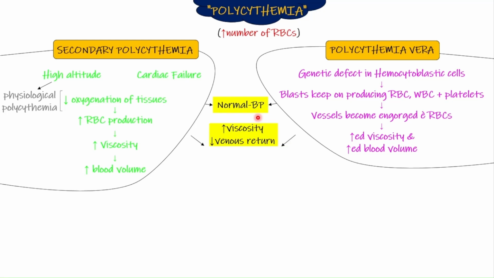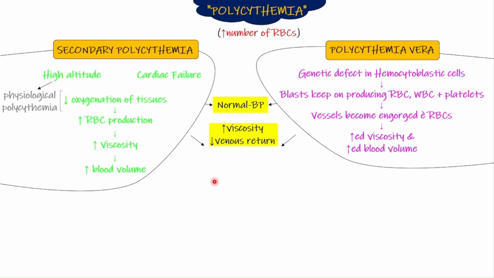But secondly, the most interesting point is regarding the venous return. Whenever the viscosity of the blood increases, it results in decreased venous return. Now the blood is flowing with a lot of friction, which makes it difficult for the blood to be returned to the heart. So this decreases the venous return. The amount of blood returning to the heart in 1 minute decreases because the blood is flowing with greater viscosity. So increase in viscosity results in decreased venous return.